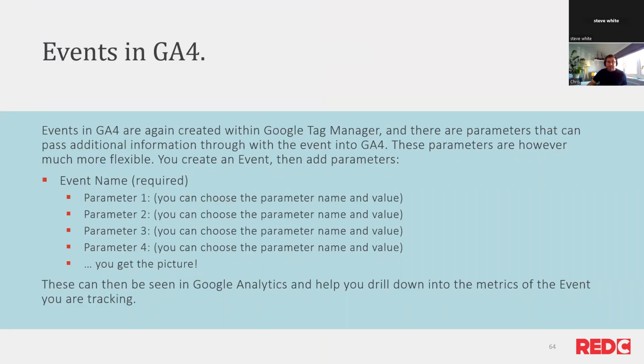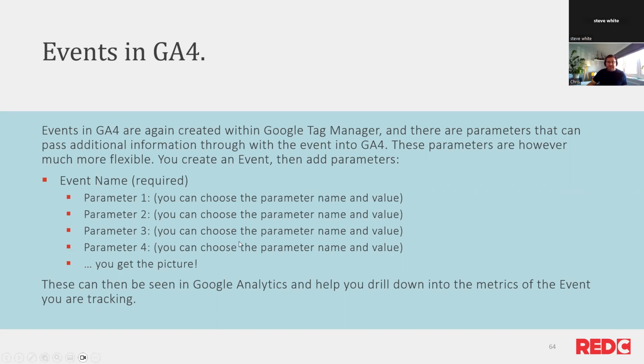In Google Analytics 4, you build events in Google Tag Manager, but instead of being category, action, and label, you now have your event name, and then you have parameters, and you can have up to 25 of those parameters per event. I wouldn't necessarily recommend having 25 parameters. It can get quite difficult to track, but you can choose the parameter name and the value that's collected with it.